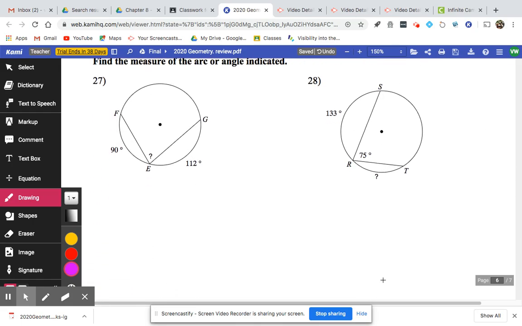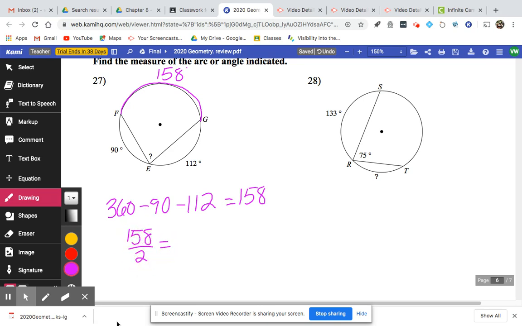Number 27, we've got the last two, we're almost there. We want to find the measure of the arc or angle indicated. I want to start by finding this arc here. In order to do that, I simply take 360, the whole circle, minus the two pieces that I know: minus 90, minus 112. Whenever I do that, I end up with 158. So that tells me that this arc is 158 degrees. How does that help me? To find this angle down here, I just take 158 divided by 2. And that gets me the angle, which is 79. So 79 degrees.